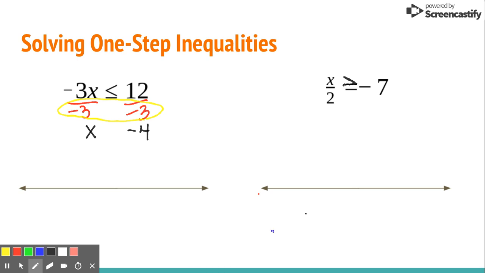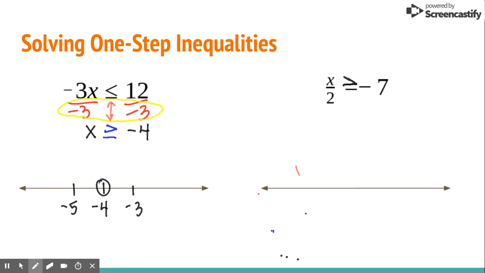So what was less than or equal to is now greater than or equal to. So the signs have to flip. So notice it started and then it flipped. That only happens when you are dividing or multiplying by a negative number. That's the only difference between equations and inequalities. So then it all is the same from here.